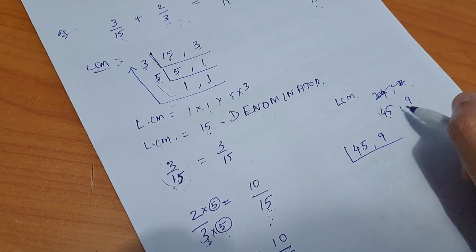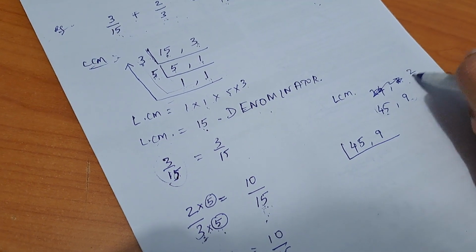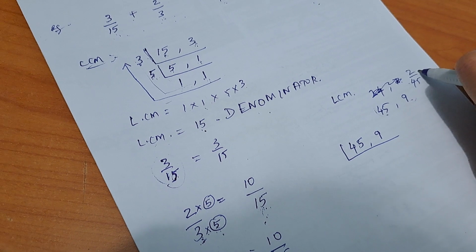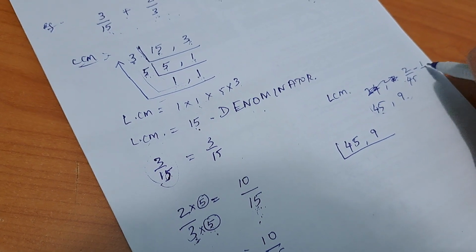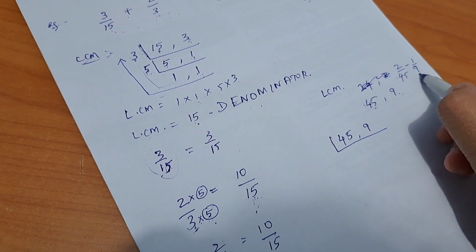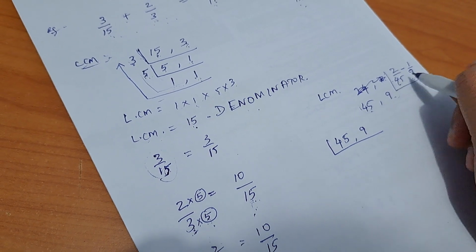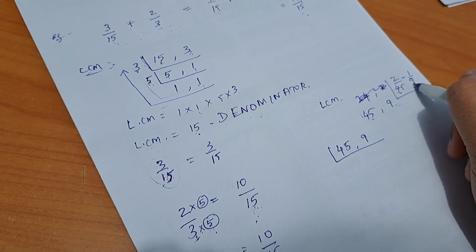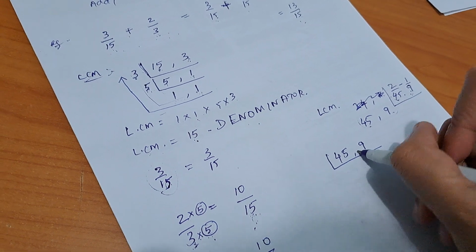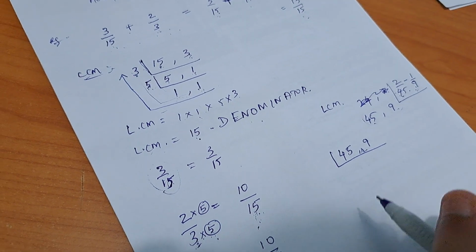Why do we need the LCM? Because suppose the question was 2 by 45 minus 1 by 9. The denominators were different, they were unlike fractions. That is why we are figuring out the LCM.